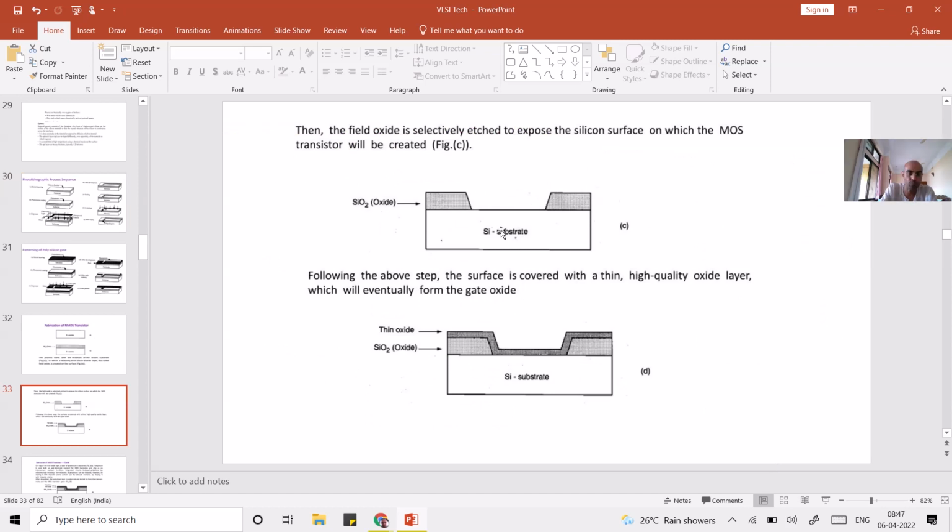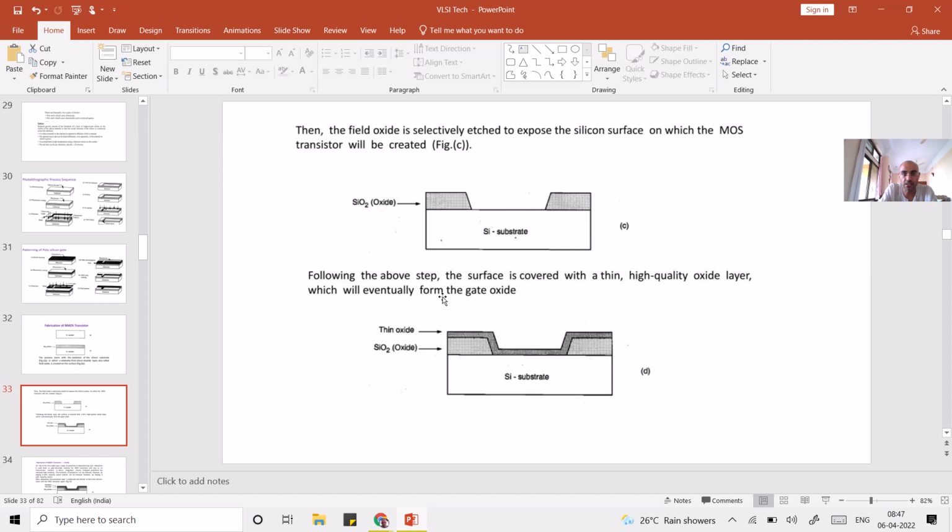But you are not using a diffusion process, so ion implantation is not used here. Just the window is open. Now once the window is open, in the case of polysilicon gate technology, the first step is to fabricate the gate, to form the gate region.